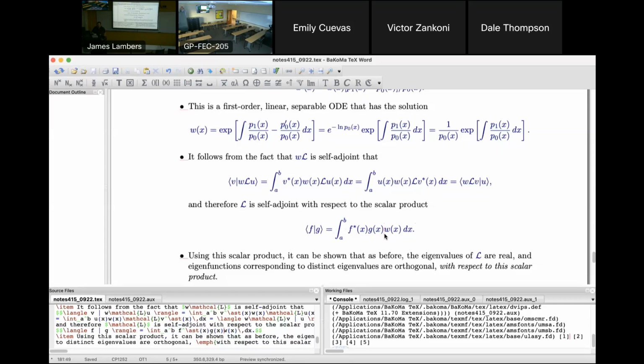It's just that when the original operator is not self-adjoint, you have a little work to do to find out what is the scalar product that will give you that orthogonality.